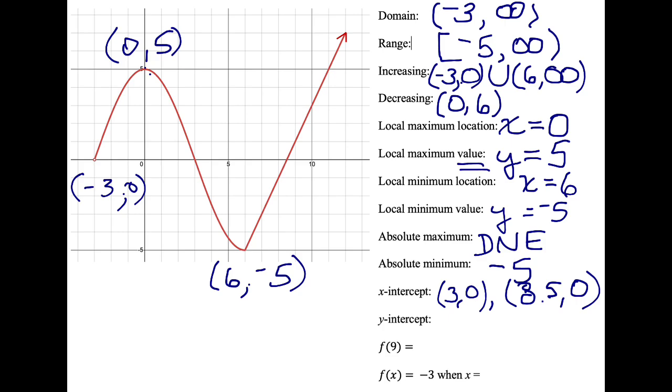Y-intercept then is the point where the graph crosses the y-axis, and conveniently, it's right there. We've already named it. My y-intercept is (0, 5).